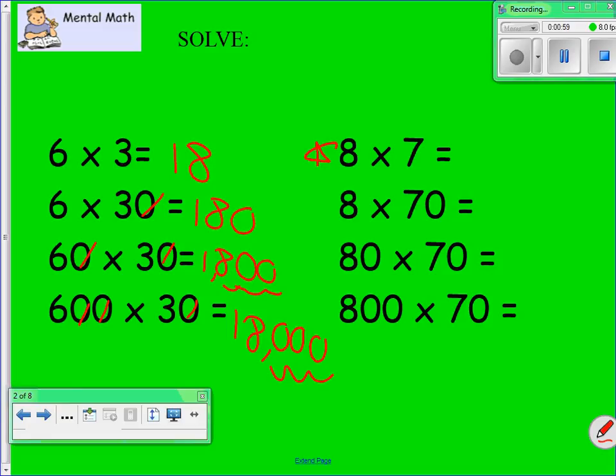8 times 7. I would say this is probably the most difficult fact for me to remember growing up. This was the hardest one for me to remember, so I had to simply memorize it. 8 times 7 is 56.